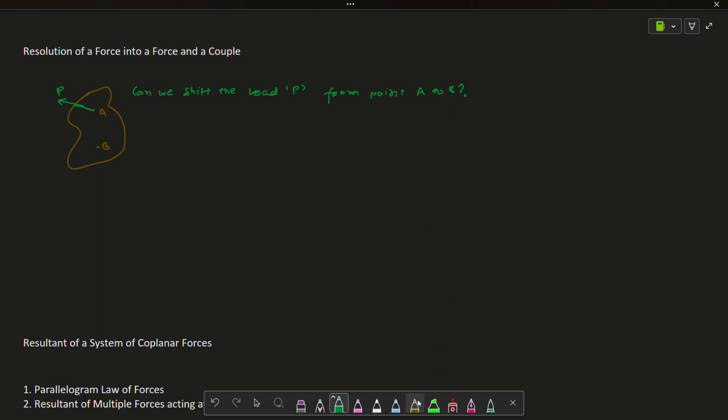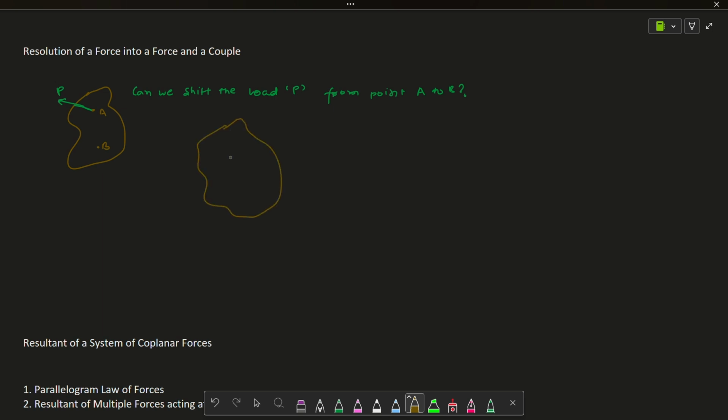So the answer is yes, we can do that. And how? That's the aim of this topic. So resolution of force into a force and a couple. So how we can change the point of application of the load P from point A to B. That's the objective of this topic.